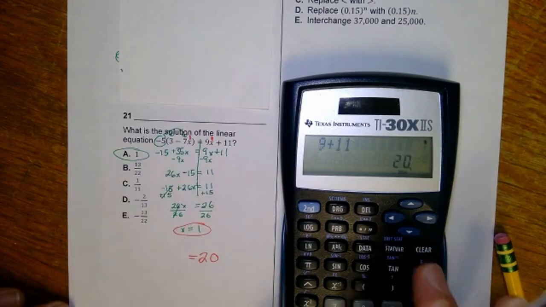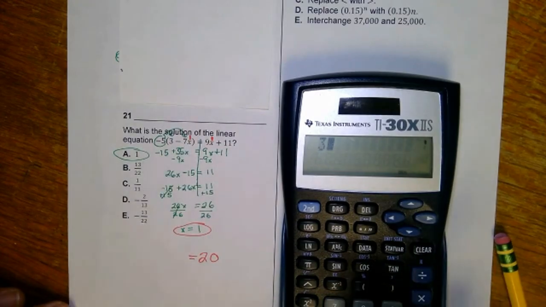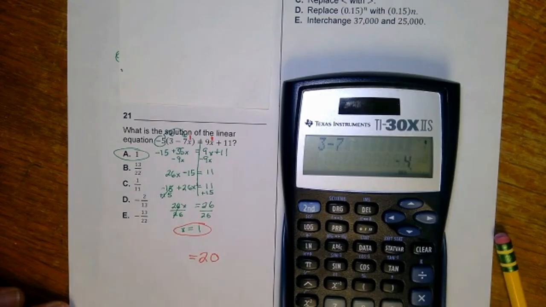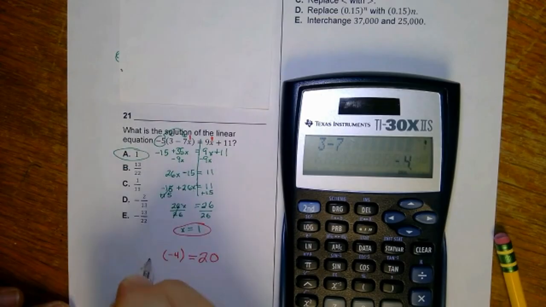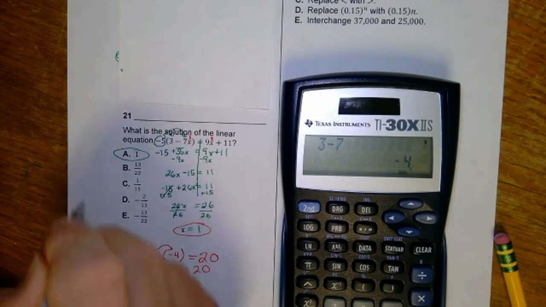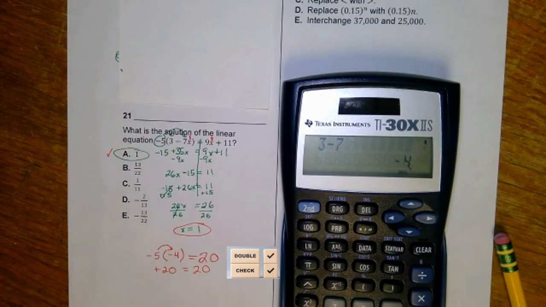7 times 1 is 7. What is 3 minus 7? Okay, so in the parenthesis, I now have a -4. And in the front, I have a -5. And if I was to multiply, a negative times a negative, I do get 20 equals 20. It's a double check to verify that's the answer.